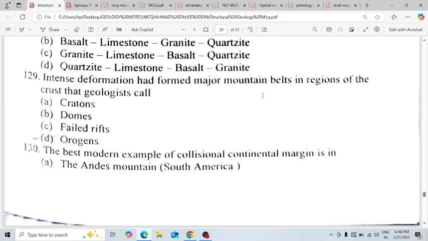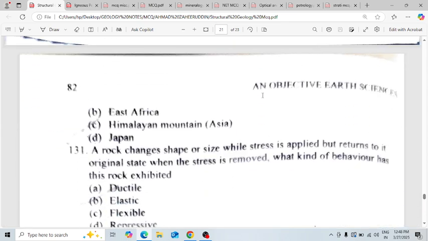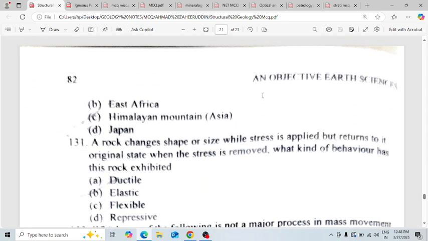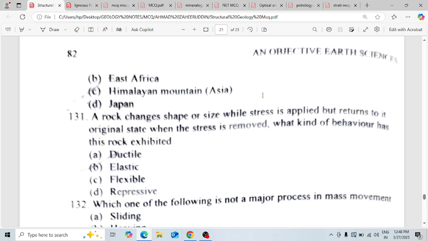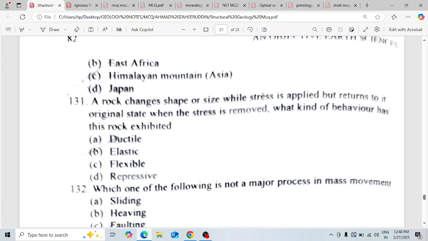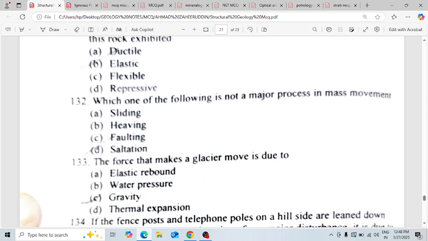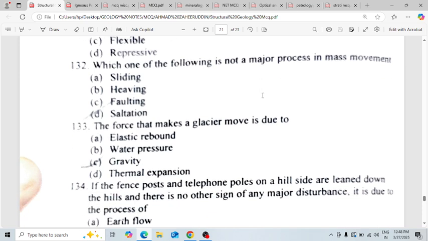Intense deformation has formed major mountain belts in regions of the crust that geologists call orogens. The best modern example of collisional continental margin is in the Himalayan mountains, Asia. A rock changes shape or size while stress is applied but returns to its original state when the stress is removed. What kind of behavior has this rock exhibited? Elastic. Which one of the following is not a major process in mass movement? Saltation. The force that makes a glacier move is due to gravity.